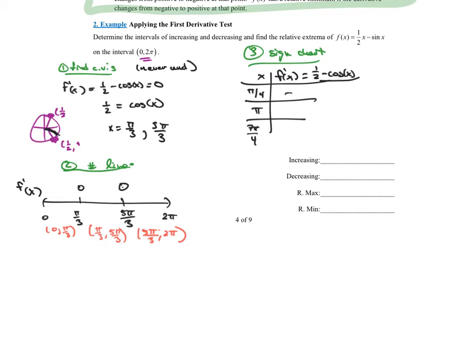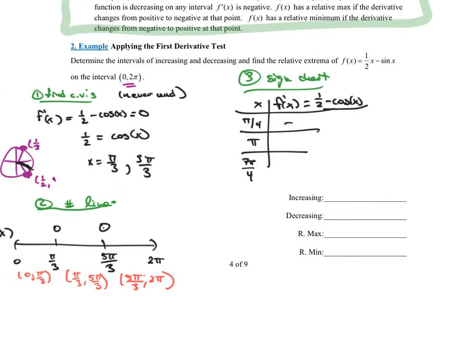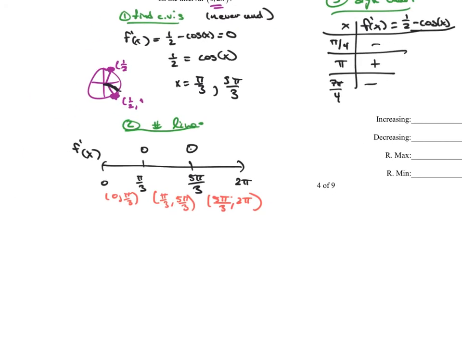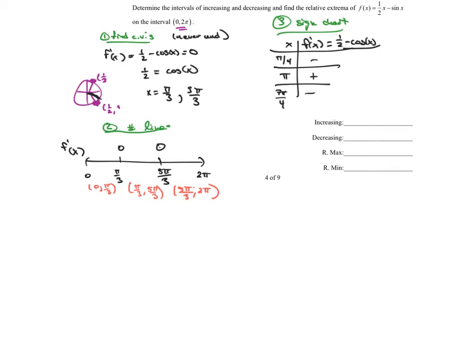At pi, what is cosine of pi? Cosine of pi is -1, so I'd have 1/2 minus -1, which would be a positive number. At 7 pi over 4, again, my cosine value is root 2 over 2, and 1/2 minus root 2 over 2 would be a negative number. So what have I determined? Because at pi over 4 it was negative, on the entire first interval the derivative has to be negative. Because at pi it was positive, on the entire second interval the derivative must be positive. And because at 7 pi over 4 the derivative was negative, the derivative must be negative on that entire third interval.